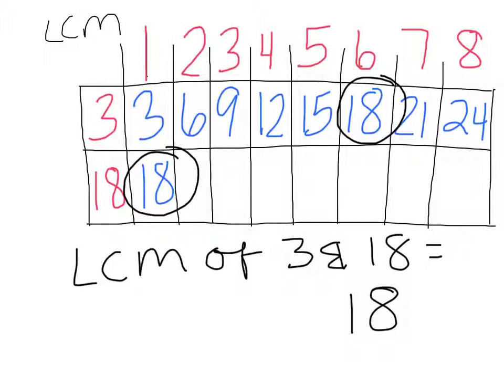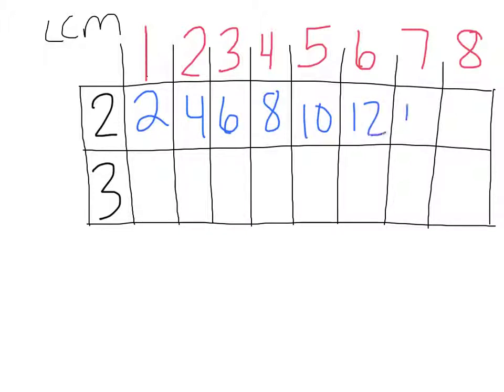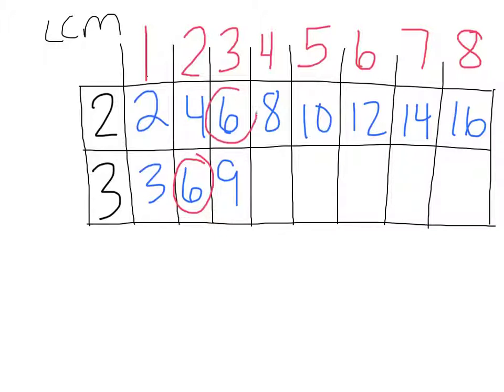Let's try 2 more. Next one we're going to do 2 and 3. Start with some nice little numbers. So 2, 4, 6, 8, 10, 12, 14, 16, and then I go through my 3's, and I've got 3, 6, 9, but I can stop because I've already seen that I've got a 6 here, and I've got a 6 here. So that's my least common multiple, because it's the smallest one in common between 2 and 3, so the LCM equals 6. Let's go through another one.